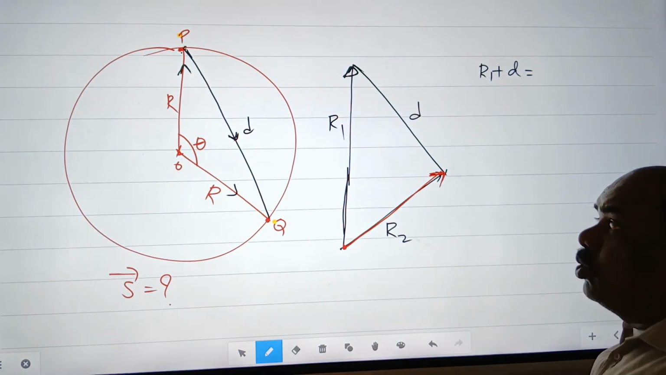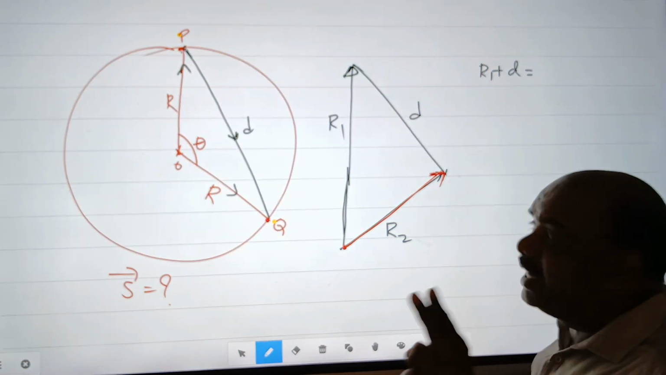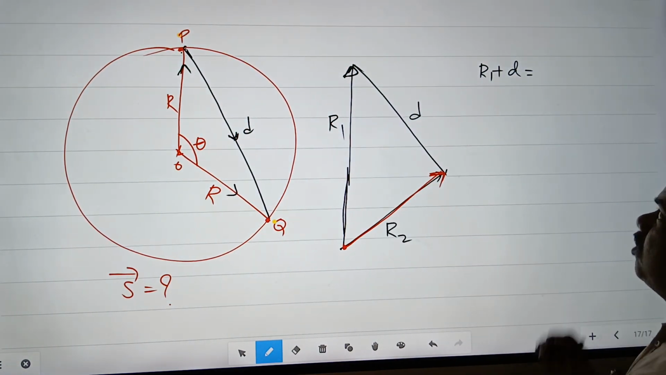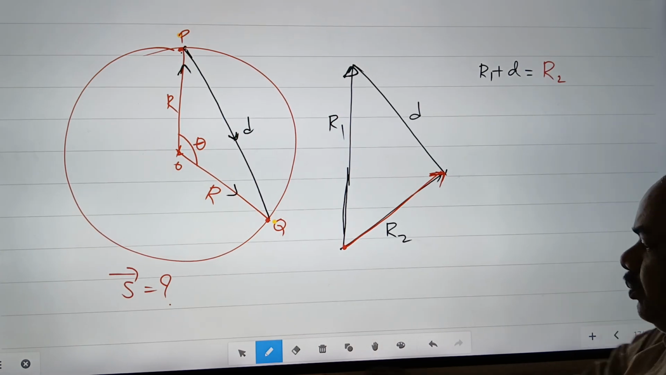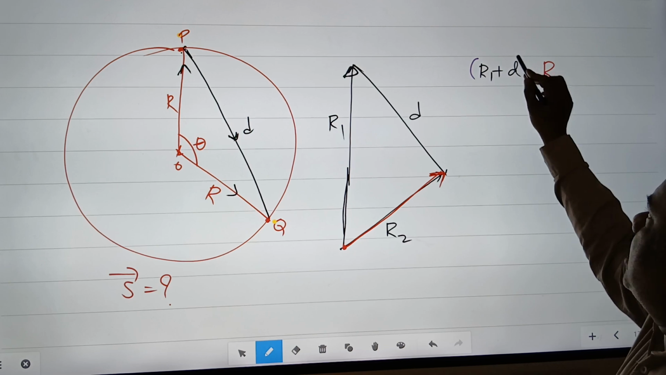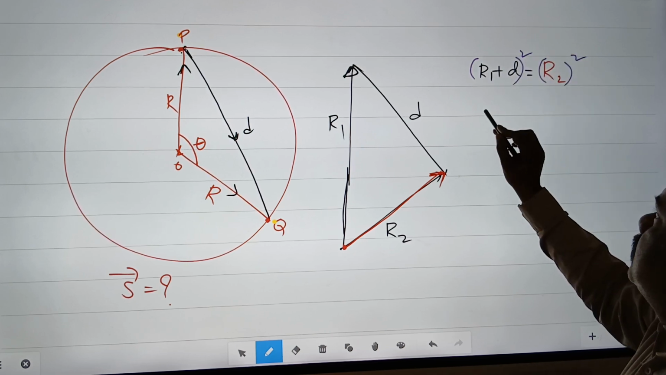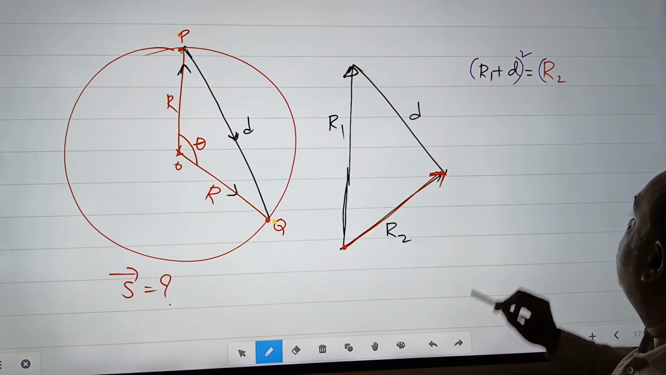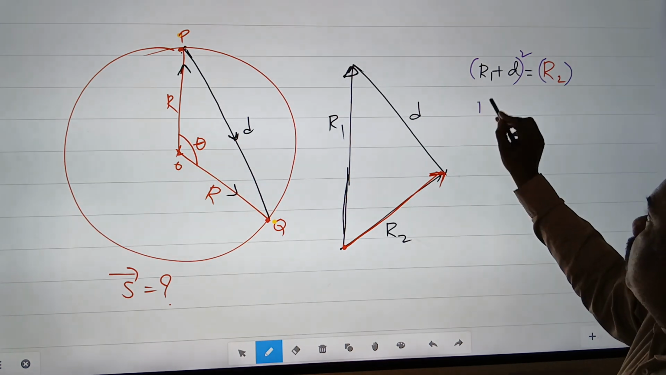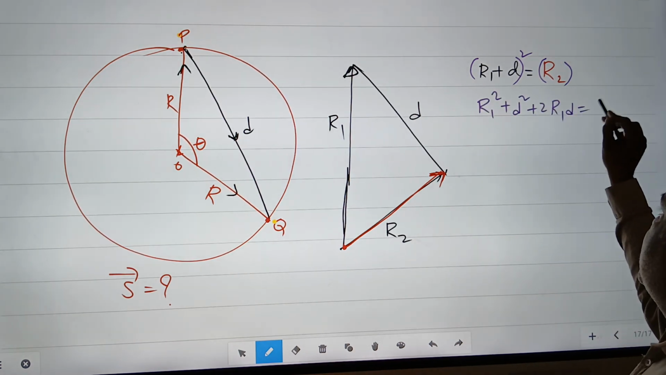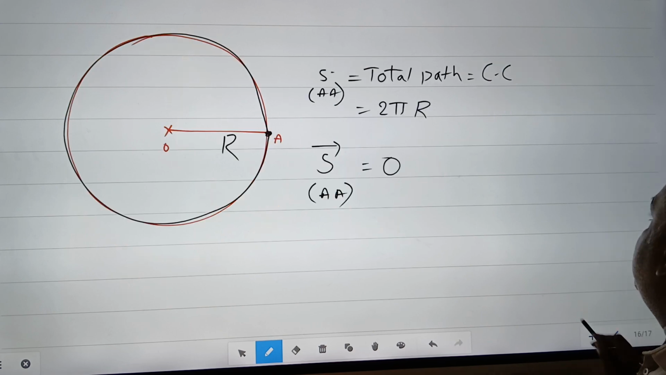Now, same goes, but how to add this? If you want to add two vectors by the head tail method, the first vector head must be added to the second vector tail. So R1 plus D is equal to R2. This is the actual relation. Now we will get the relation from this. How to do this? Simple. Squaring on both sides. Otherwise, we will do one thing. Okay, let it be. R1 square plus D square plus 2 R1 D is equal to R2 square. Otherwise, we will do it by a simple method.